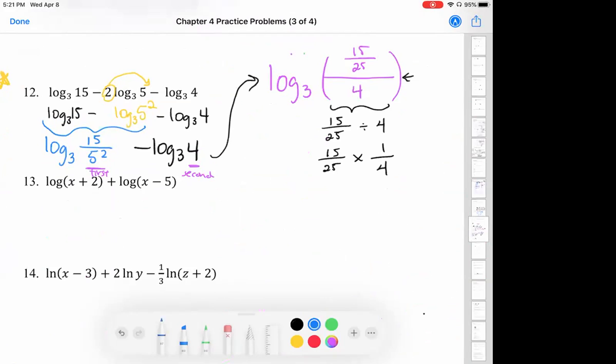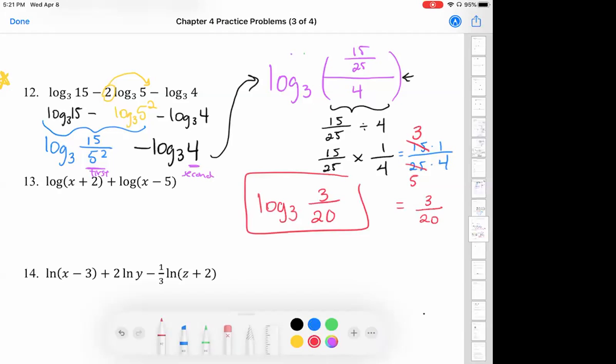All right, so our answer ends up being 15 times 1 over 25 times 4. And now we must fully simplify, right? So 15 and 25 have a common factor of 5. 15 divided by 5 is 3. 25 divided by 5 is 5. So our final answer is 3 over 20. So our answer is log base 3 of 3 over 20. And you can actually find an answer to that, but it's just asking you to write it with one log. So that satisfies the question.